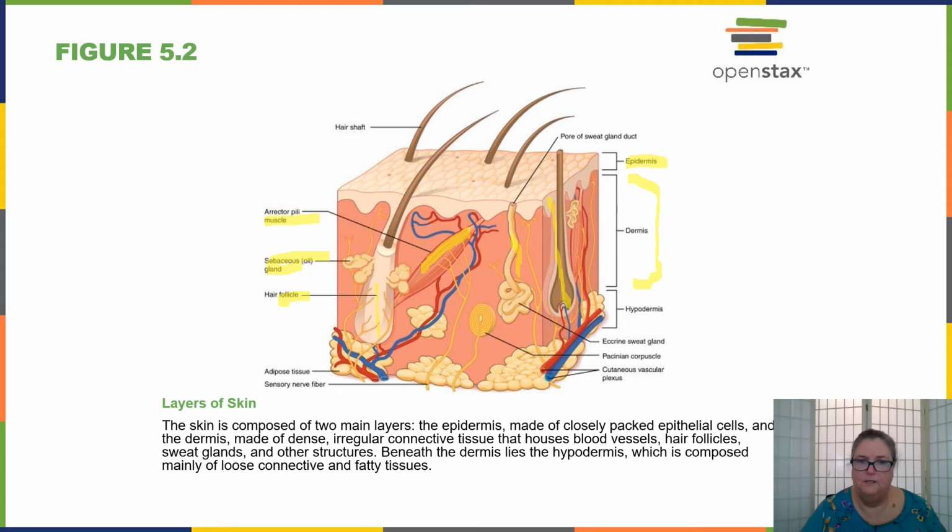And we see a Pacinian corpuscle. This is going to detect pressure. And then in the hypodermis, hypo meaning lower, so below the dermis we have the hypodermis, and that's going to include some adipose tissue. All right.